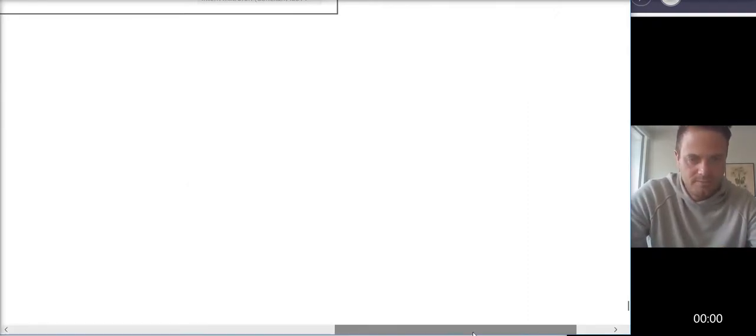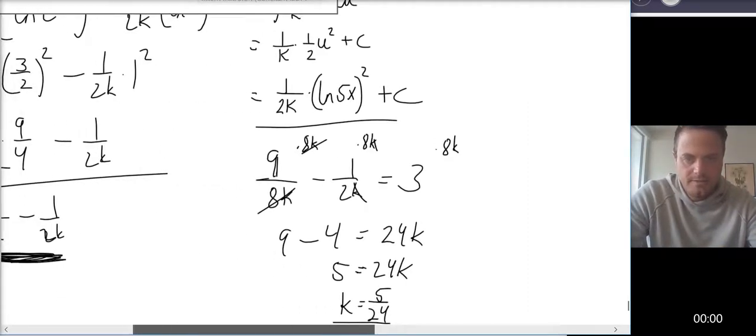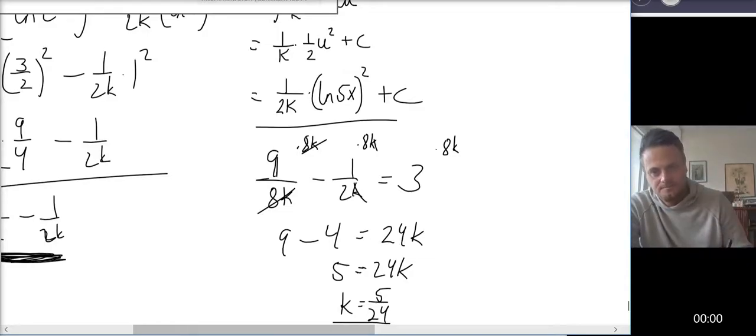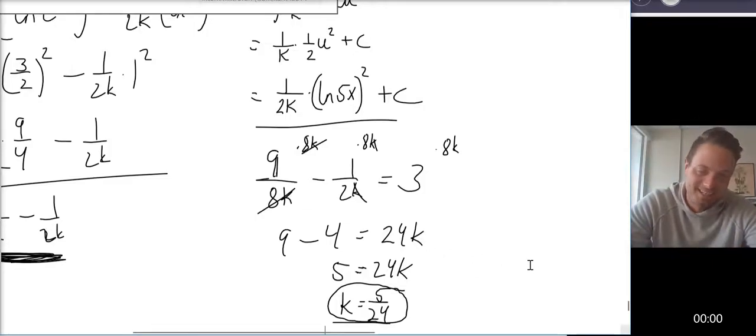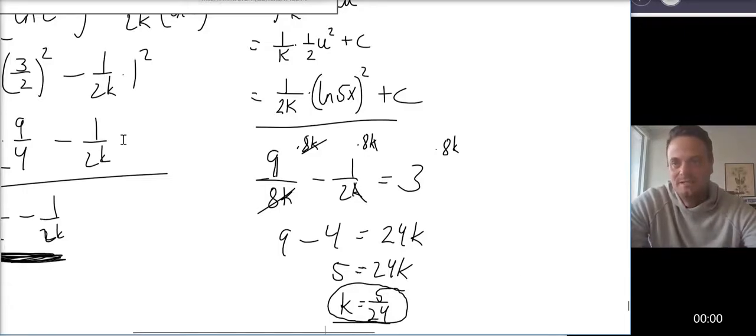And it all disappeared. There it is. And that's the answer. No problem, right? So the answer on 9D is k is equal to 5 over 24. And that was 10 minutes.